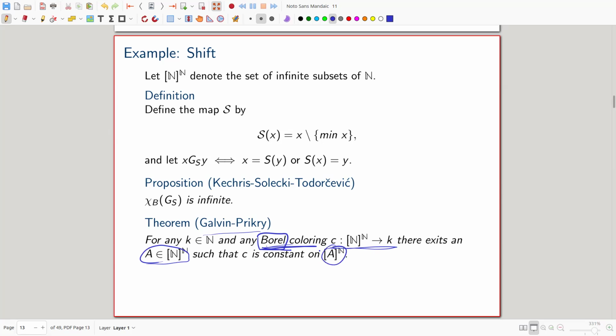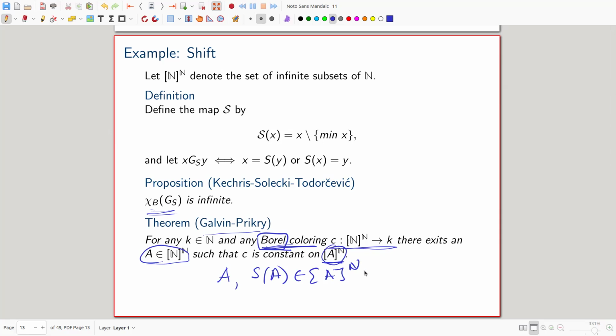And then this statement is sort of easy now, right? So what does that mean? Assume that this graph G_S had a finite coloring with k colors. Then I can find an infinite subset A which is completely monochromatic. But then in particular A and the shift of A are of course in this set. These are all subsets of A, and they have the same color. They are connected according to the shift. So this cannot be a proper coloring.